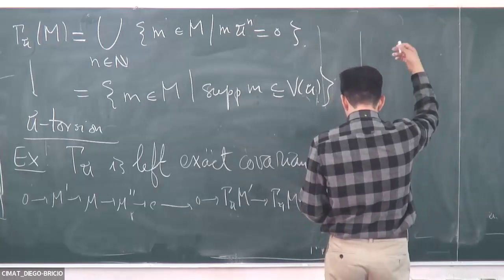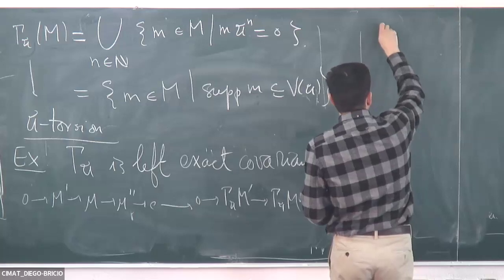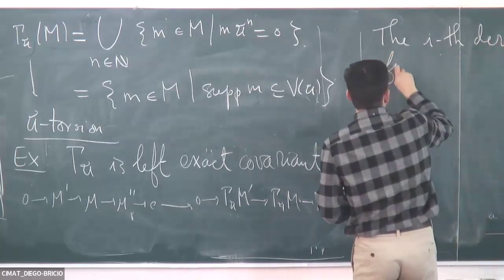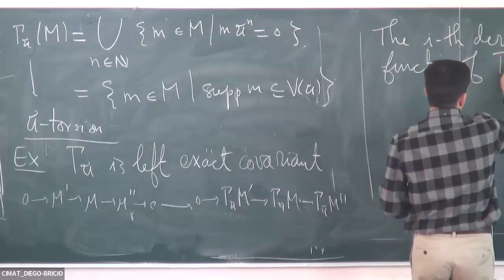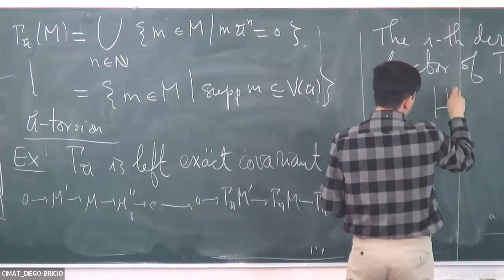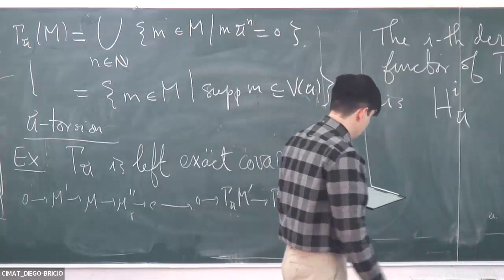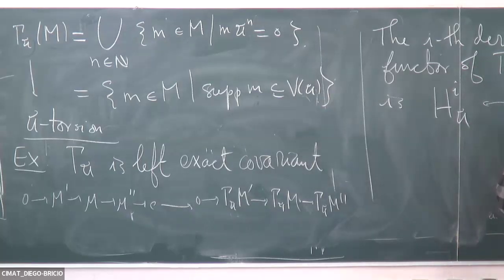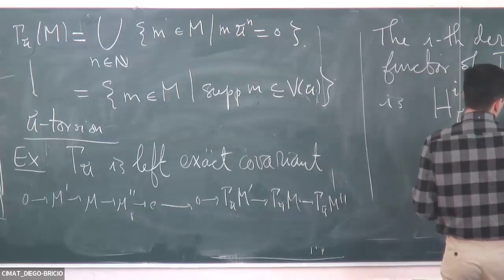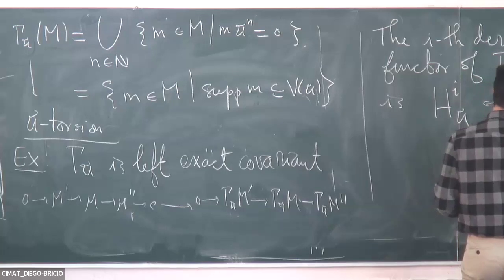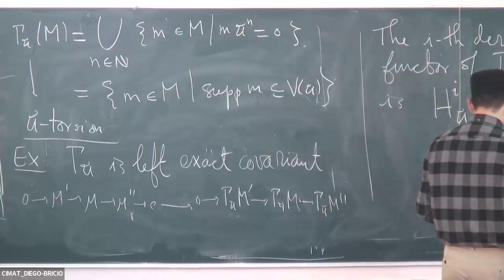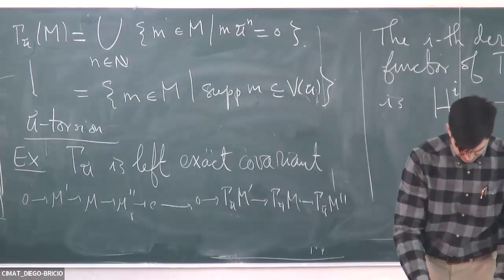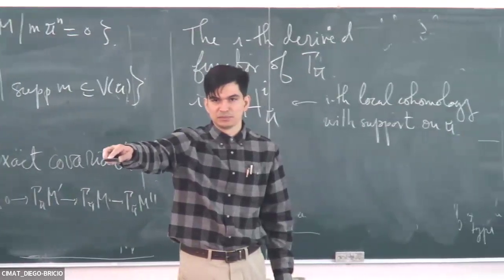So in particular, that gives you the ith local cohomology functor. So the ith derived functor of gamma A is the local cohomology functor. It's the same. It's the ith local cohomology functor, let's say, or let's just say with support on A. It should be on the variety of A, but let's put it like that. Okay?